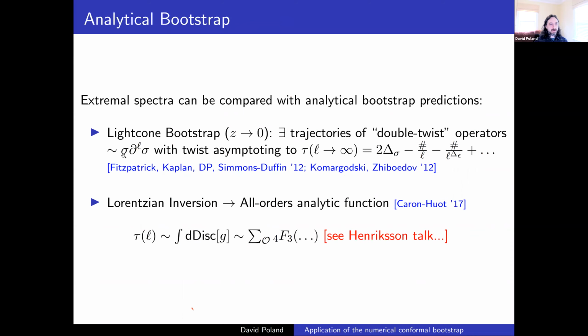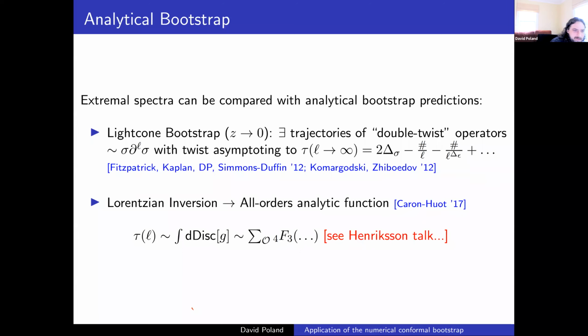Roughly, by solving the Bootstrap equations in a light cone limit, z goes to 0, you can establish that there's some accumulation point of operators which has twist approaching 2 delta sigma. Intuitively, you can think of these as what are called double twist operators, like sigma derivative sigma, some composite operators with spin. And then you can, in the light cone Bootstrap, order by order solve for their scaling dimensions in a 1/spin expansion.